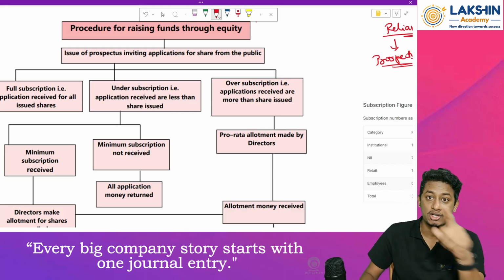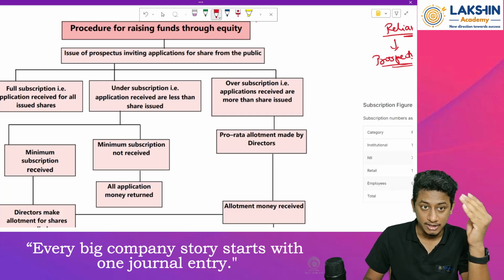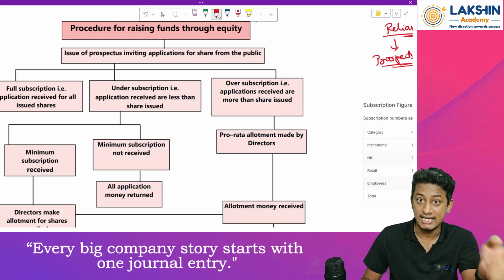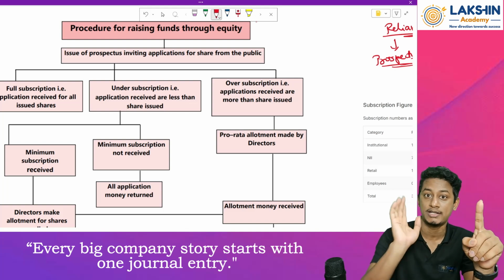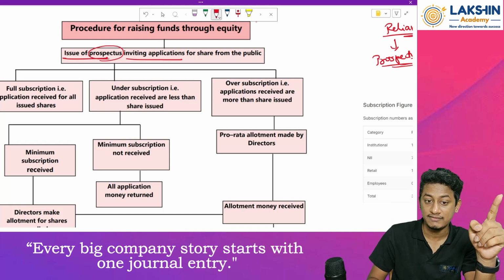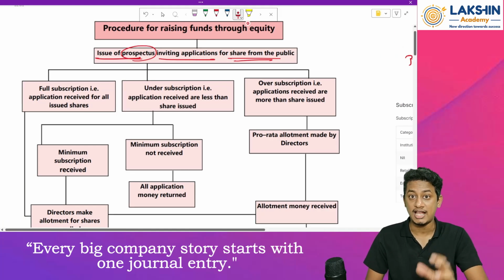So because of that, whatever prospectus the company has issued, all the things the company has mentioned, I can go through it, and depending on all the details mentioned in the prospectus, I can make a decision whether to buy the shares or not to buy the shares. Clear? So what the company does, it issues something called a prospectus inviting applications from the public. From the public, the company issues a prospectus asking for the money.